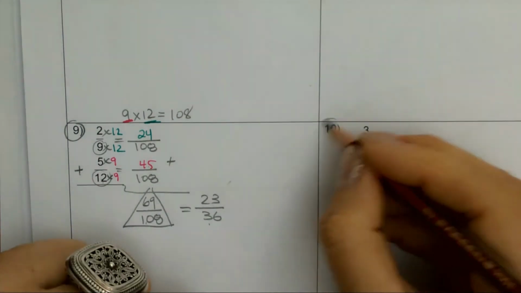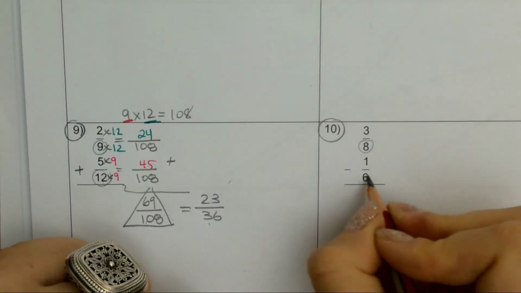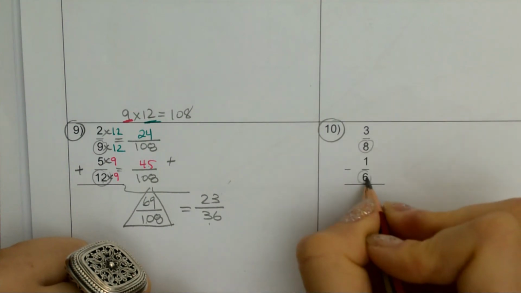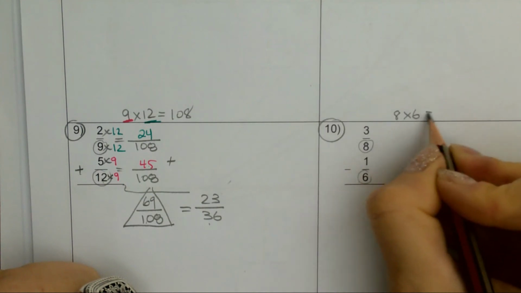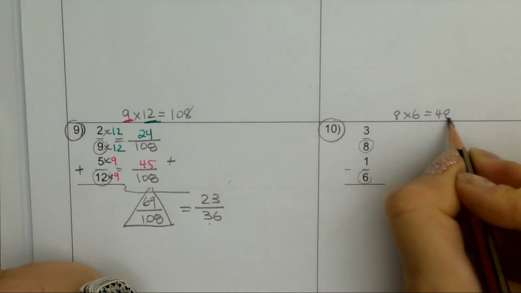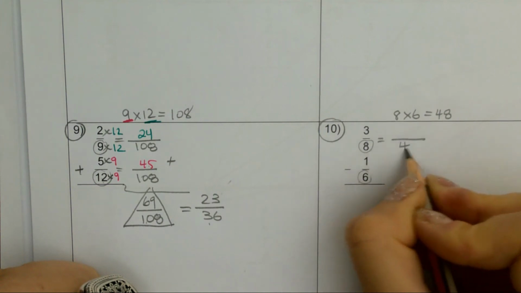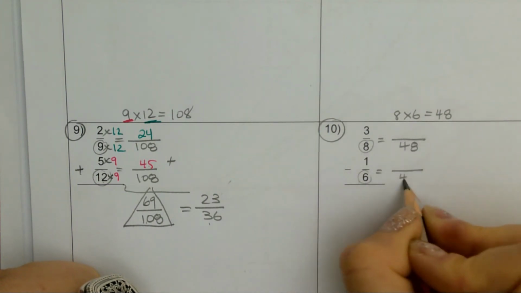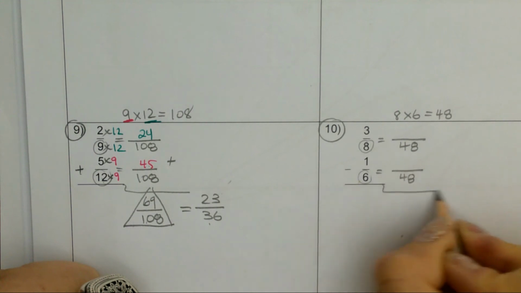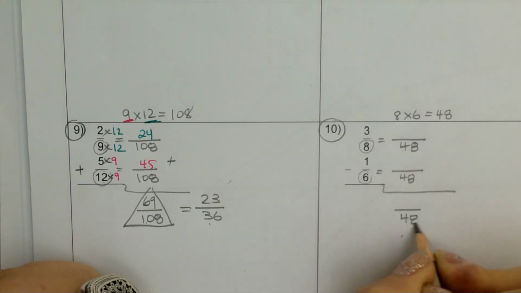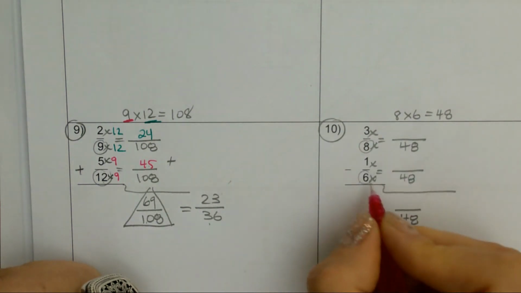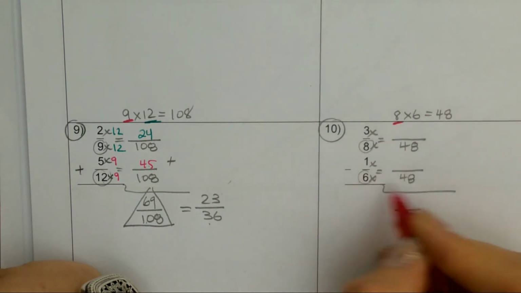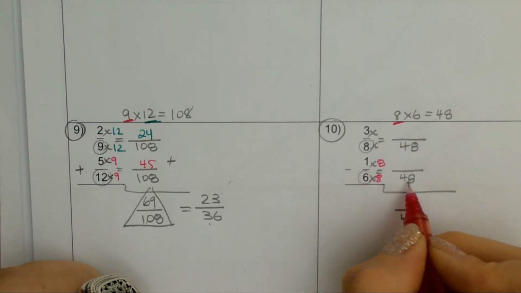Let's do number 10. So here, this cake is cut into 8 and this is cut into 6. Not the same. So let's make it the same. 6 times 8 is 48. So then my new denominator is 48. But don't forget the answer. Do it at the same time because then you won't forget. So multiply, multiply, multiply, multiply. So now 6 times what is 48? Well, 8. Always use the same numbers. 6 times 8 is 48. 1 times 8 is 8.